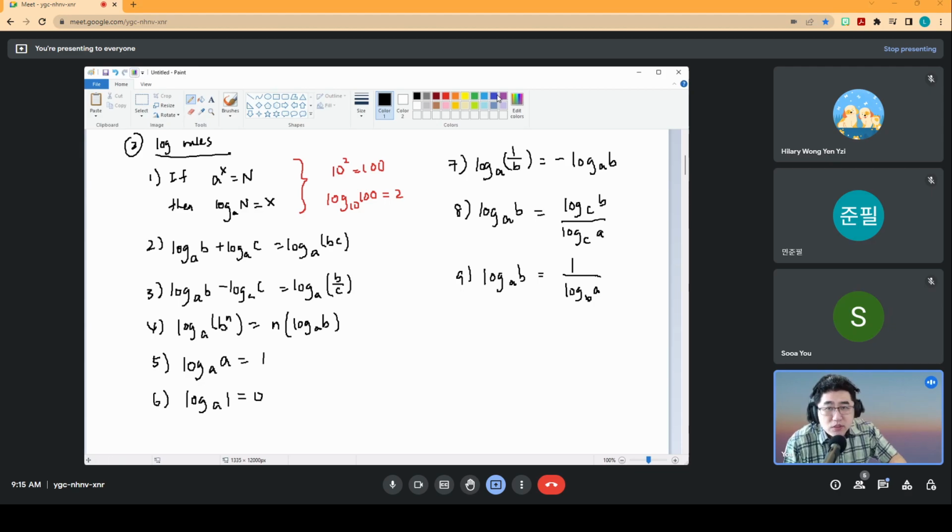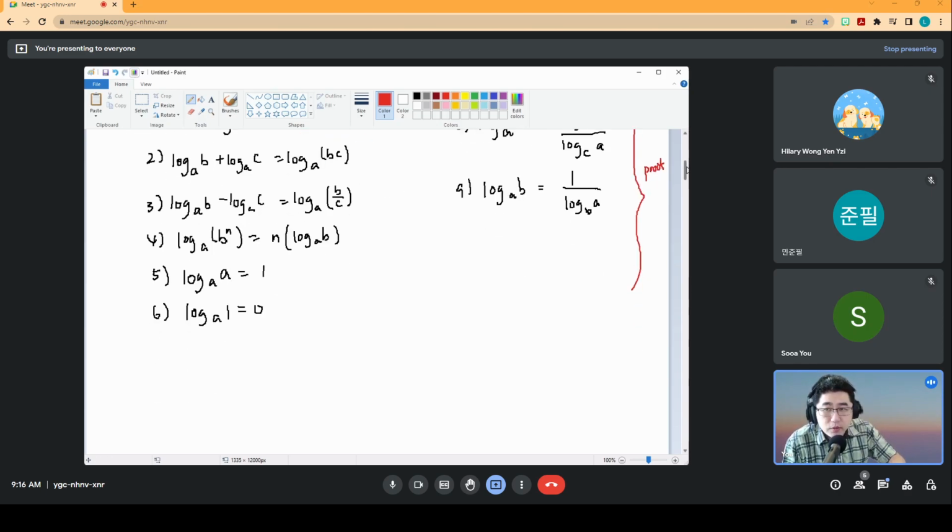So same thing, we would like to know about the proof for all of these log rules that we have here. So how do we understand the proof? Why does plus become multiply? For example, let's see the proof for rule 2.